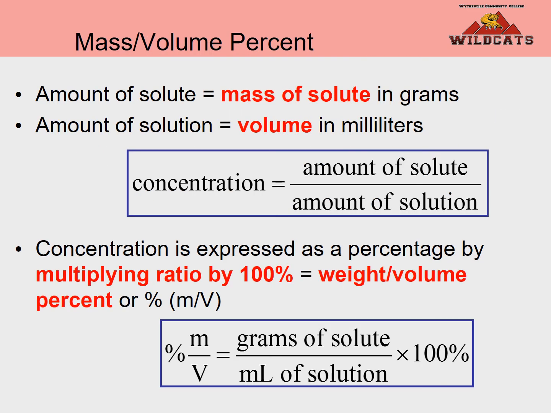Let's take a look at a couple of different ways of measuring concentration of a solution. We have mass volume percent: the mass of solute in grams over the volume of solution in milliliters. Similar to molarity, but a little bit different. Notice we're using mass and milliliters instead of moles and liters. Then we multiply that by 100%, so we end up with what's called a weight volume percent, or percent m over V. Notice it's the lowercase m, which represents mass.